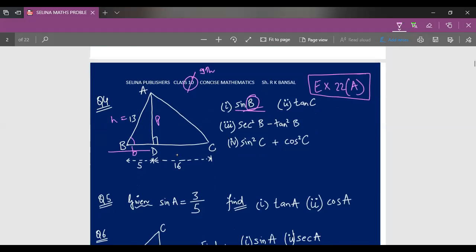So in triangle ADB, our base is equal to 5, no units. Our hypotenuse is equal to 13, no units, and P has to be found. So by the Pythagoras theorem, 13 whole square minus 5 whole square is equal to P square. The answer that we get is 12. So P is equal to 12, and accordingly we find sine B. Sine B is perpendicular upon hypotenuse, which is 12 upon 13.